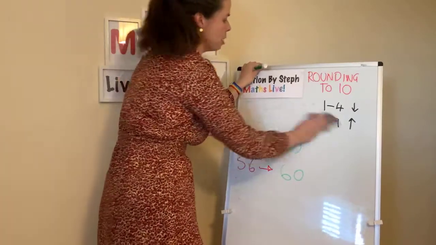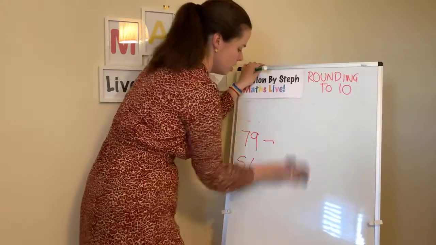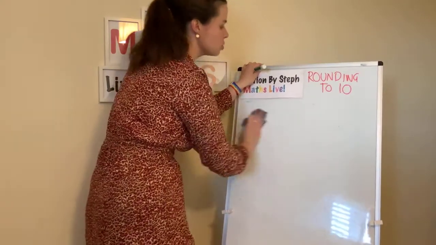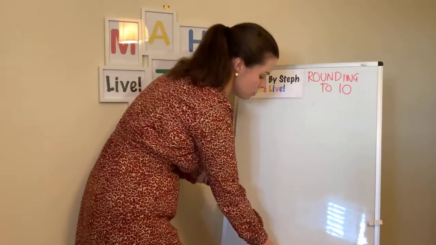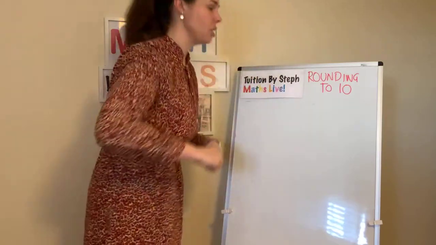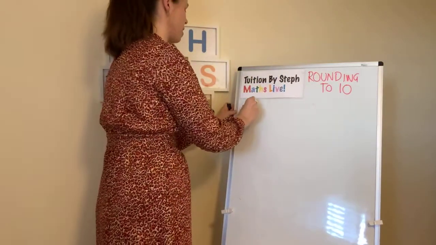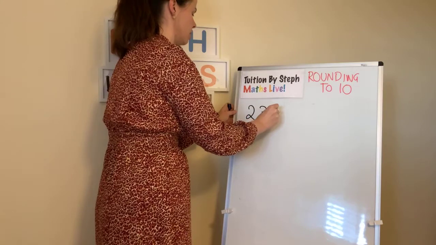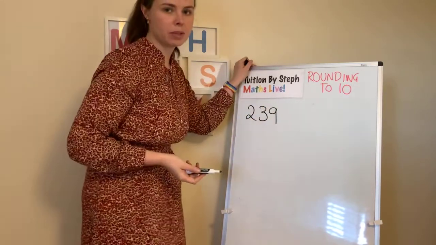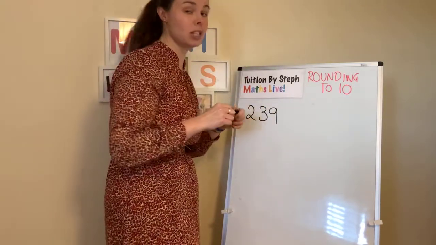Right, time to step it up a little bit. Because you might be asked to round to 10, but the number itself might not have 2 digits. So you could be asked to round this number to the nearest 10. This is what you do.